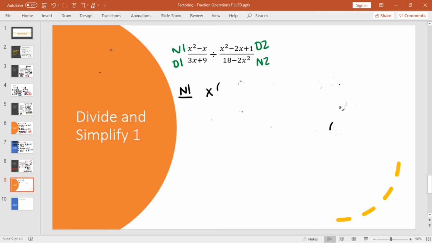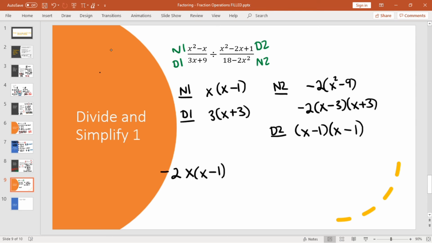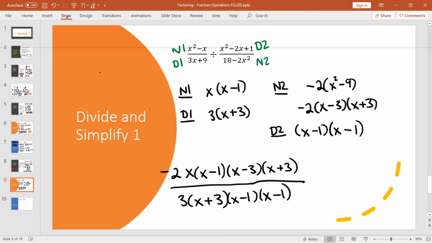Put them all together. All the numerators go together, n1, n2, put the negative 2 in front so I don't lose it. Then we're going to put all the denominators together. 3 onto x plus 3, and x minus 1, and another x minus 1. Getting out your canceling pen. I can cancel here, and I can cancel here. And I can't do much with that x, and I can't do much with those numbers, so I'm going to say the final answer is negative 2x onto x minus 3, and then 3 onto x minus 1.